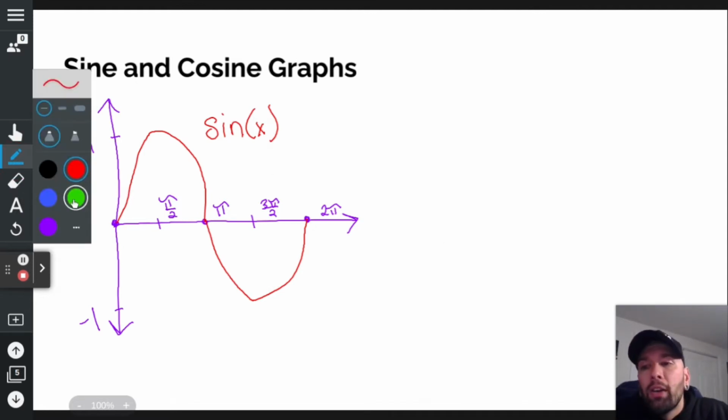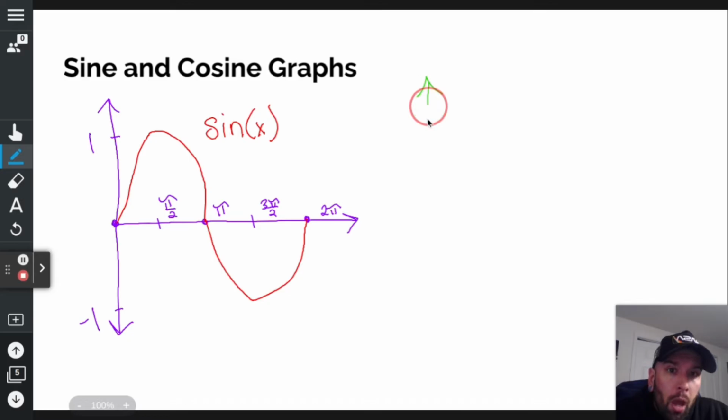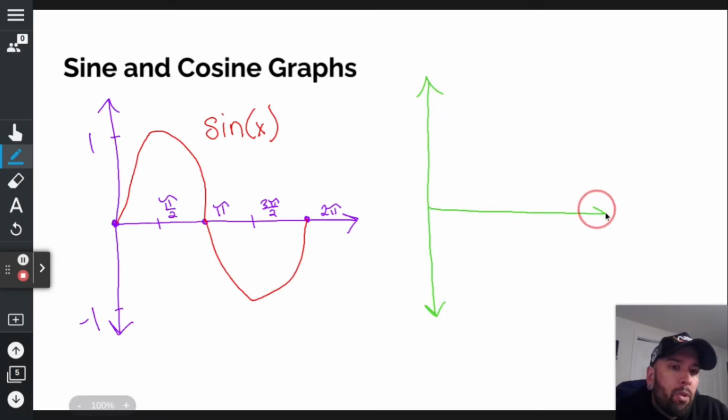Cosine has very similar behaviors, but this guy starts out at 0, 1. You start out at 0, 1, and you bottom out at negative 1 eventually, but we don't bottom out yet. We hit the x-axis at pi over 2. We bottom out at pi. We come back out and hit the x-axis again at 3 pi over 2. And then we complete its period at 2 pi.